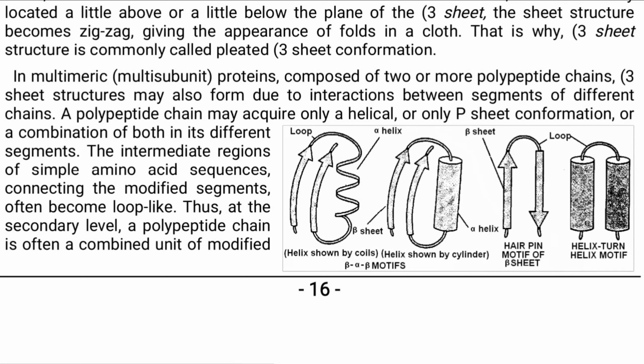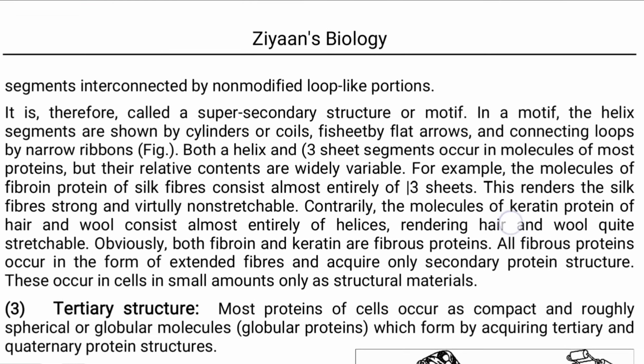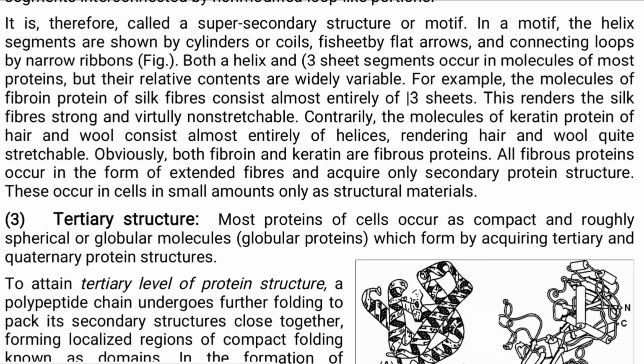One more example they have given is the hairpin motif of the beta sheet. You can observe that here you have a slight curve, whereas here you have straight chains. That is the reason the alpha helix is something like this and the beta pleat is something like this. Now I'm dealing with what the super secondary structure is. The super secondary structure is the combination of both the helix as well as the beta pleat.